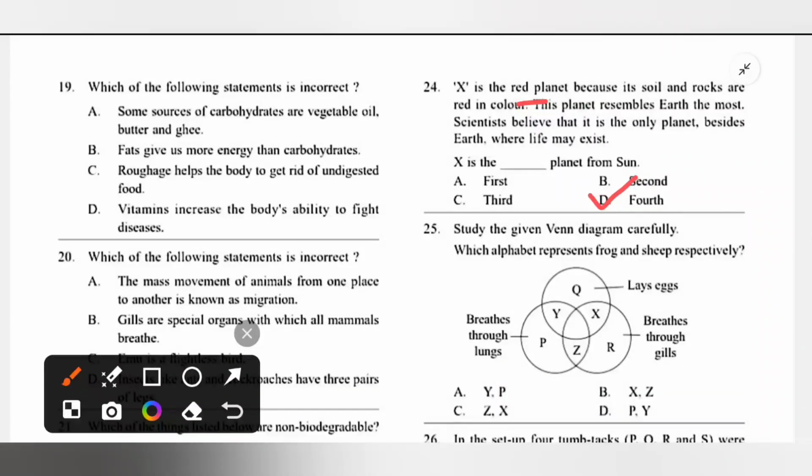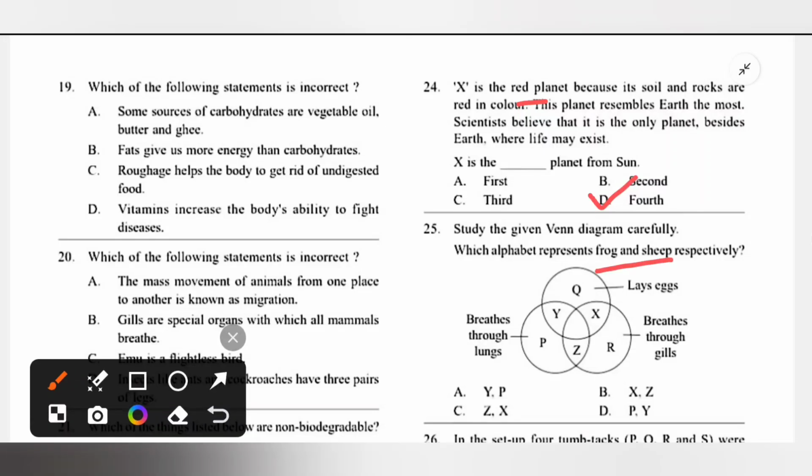Next one. Study the given Venn diagram carefully. Which alphabet represents frog and sheep respectively? So, lays eggs, breathe through gills, breathe through lungs. So, we know frog lays eggs and then breathe through lungs. So, Y is frog.